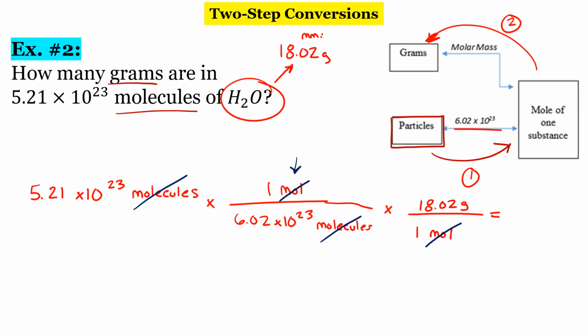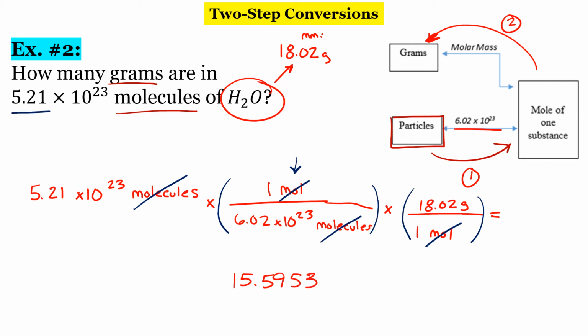Now, when you enter this in your calculator, be careful. Use parentheses. You can do it as 1 over, or you can divide for the first conversion factor. For the second conversion factor, again, you can do it as 18.02 over 1, or you can just multiply it by the numerator. So when you multiply this all out, you get an answer of 15.5953.